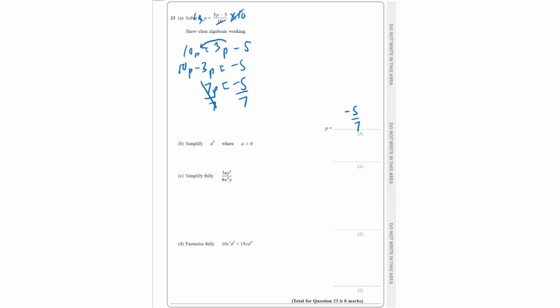Simplify a to the power of 0, where a is greater than 0. Any value, no matter how big, to the power of 0 will always equal 1. So we can write here 1.